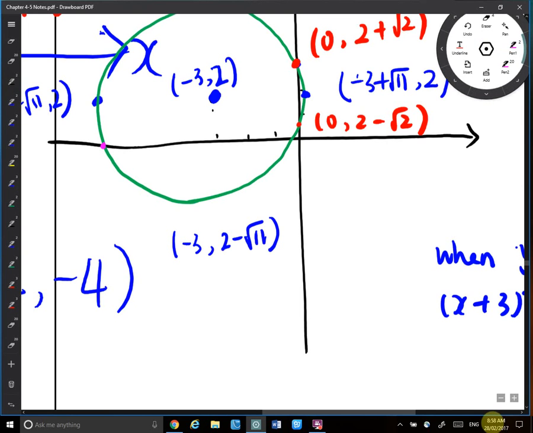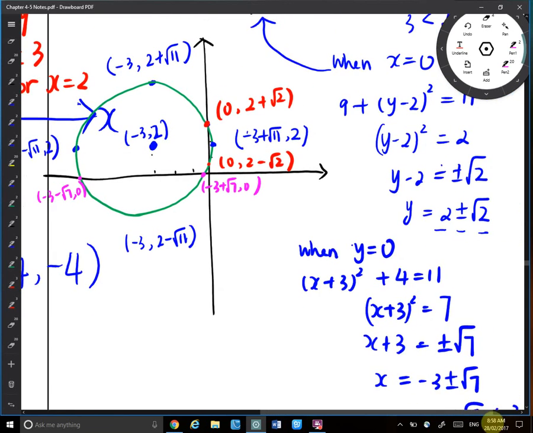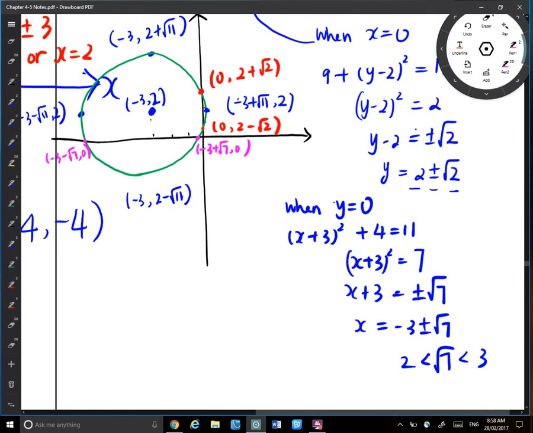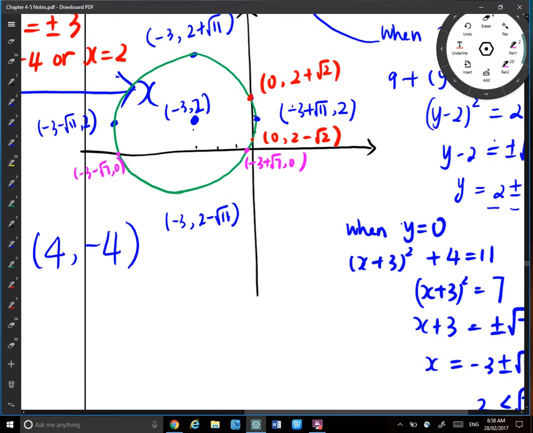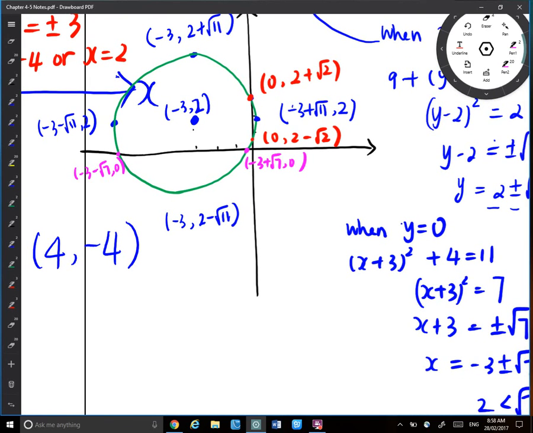That point will be (minus 3 minus root 7, 0), and this one is (minus 3 plus root 7, 0). Okay, so now my graph makes sense.